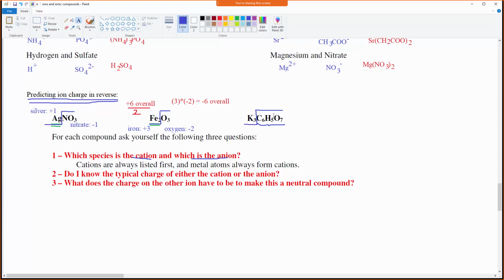All right, let's do this guy. Which species is the cation, which is the anion? I helped you pick that apart here because potassium is a metal. And then we want to know, what is the typical charge? Do we know either one of these two?